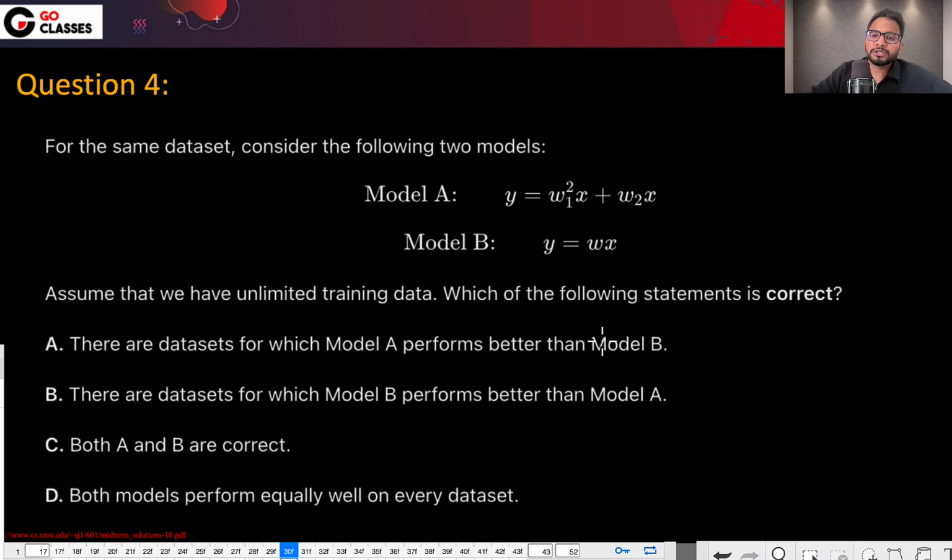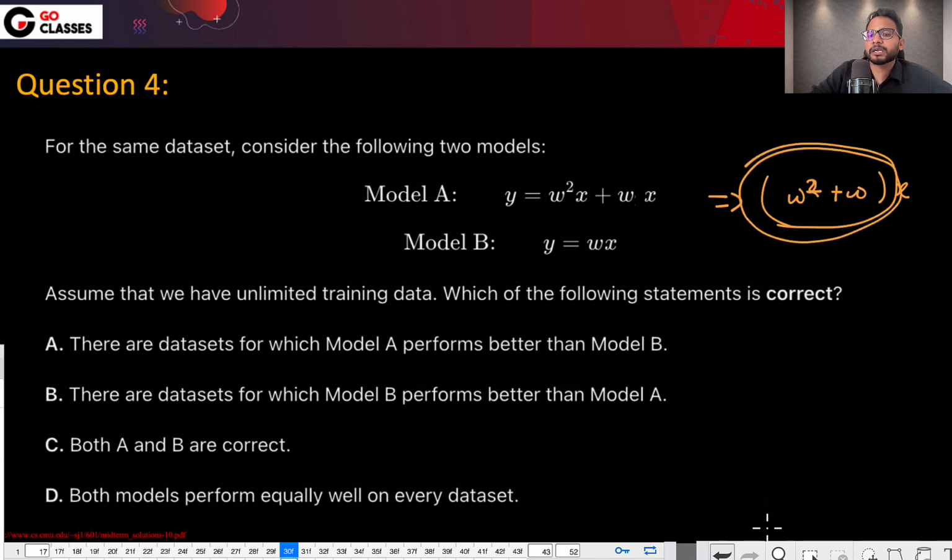Now let's solve this question. This is a nice question in a way that I have given a similar kind of question previously, but there you were having W at both the places. But now you are having W1 and W2. Earlier this model was not that good. The value of this expression, if you take x common, W square plus W, is not free to take any positive or negative value. There is a minimum value for this W square plus W.